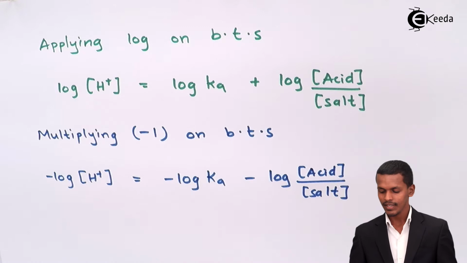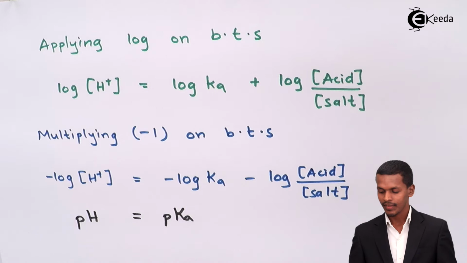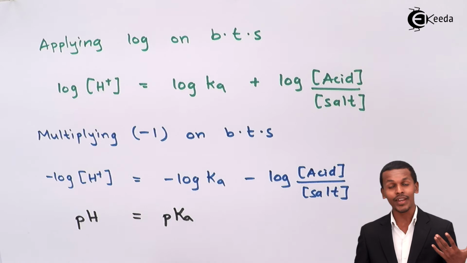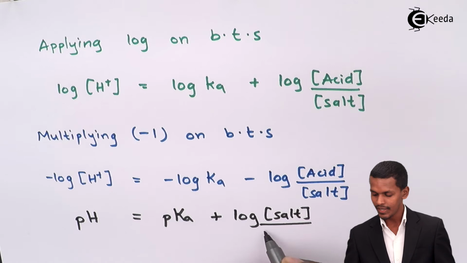But talking about minus log of H plus ion, if you remember, this is nothing but pH. And minus log of the dissociation constant for a weak acid can be written as pKa. Or else we could write plus log of the concentration of salt divided by the concentration of acid. So this is the equation that we have.